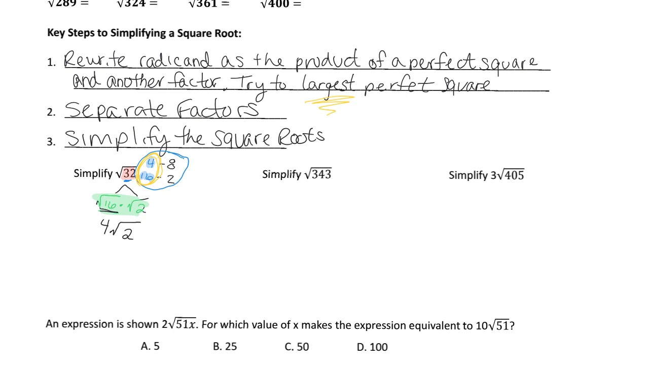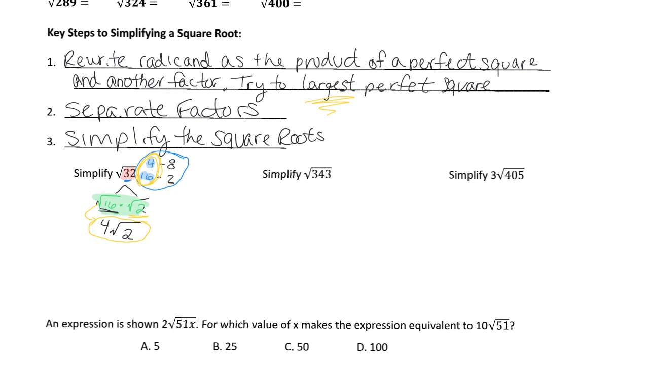So we separated our factors into the square root of 16 and the square root of 2, and then we simplified. So we knew that the square root of 16 was 4, and maybe you plugged the square root of 2 into a calculator and you got a decimal. And we don't ever want to put decimals down, so we just leave it as the square root of 2. So then our final answer is 4 root 2.